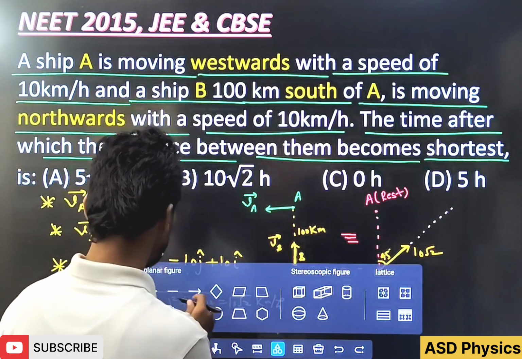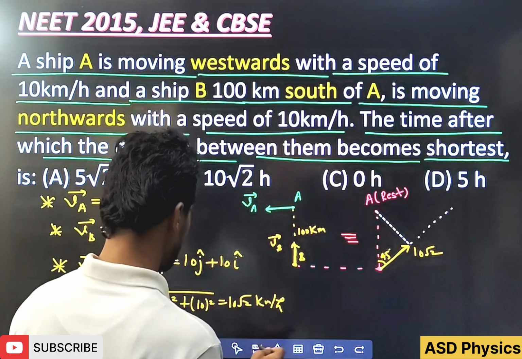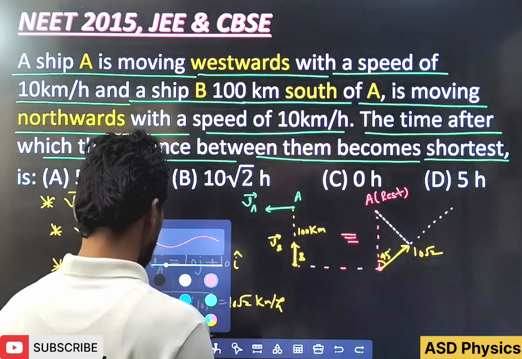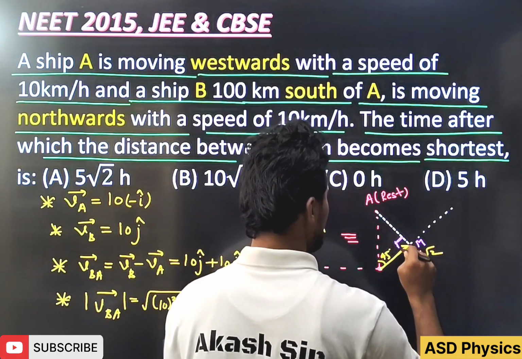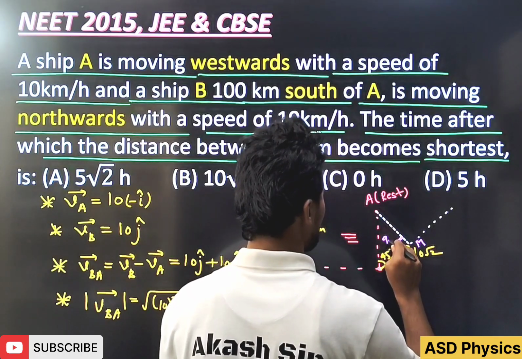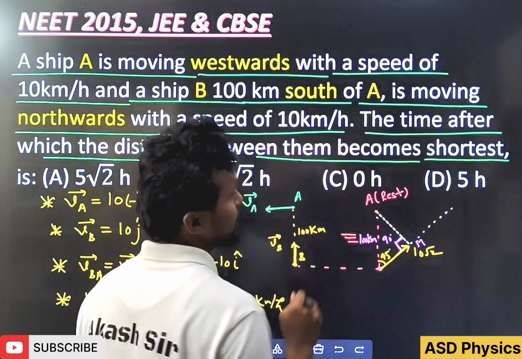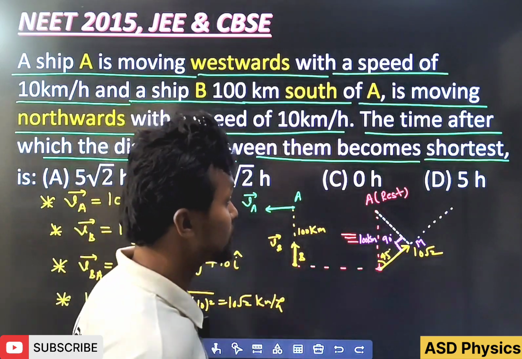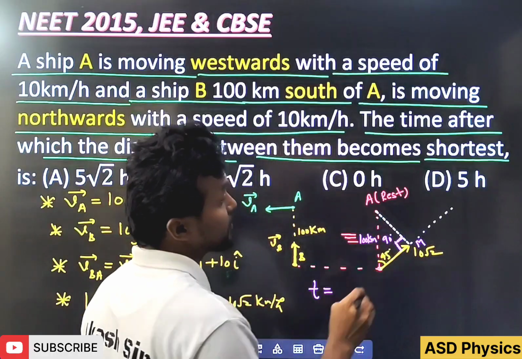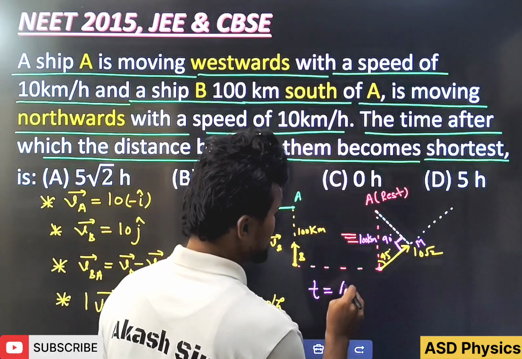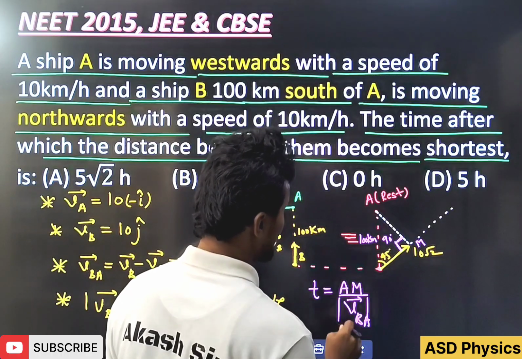So we'll draw one perpendicular like this. You know very well the shortest distance will be this one, AM. This angle is 90 degrees, and this is 100 kilometer. Can you guess the value of AM? Time is given by the shortest distance AM divided by the velocity of B with respect to A.